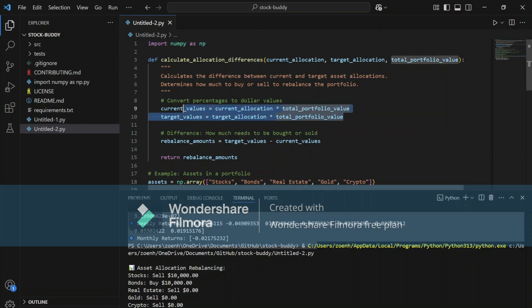So, the next step, we want to convert percentages to actual money. So the current values is equal to the current allocation times the portfolio value. This converts percentages into real money, and the equation below does the same for target percentages.